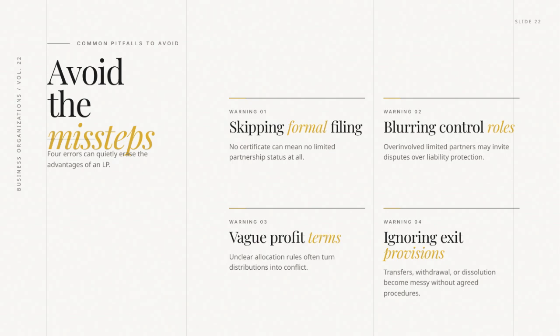When limited partners get too involved in management, it can lead to disputes and jeopardize their liability protection. Third, having vague profit terms. Unclear rules for profit allocation often result in conflicts when it's time to distribute earnings. And finally, ignoring exit provisions. Without clear agreements on transfers, withdrawals, or dissolution, these processes can become complicated and contentious. By steering clear of these mistakes, you can preserve the advantages that make limited partnerships such a flexible business structure.